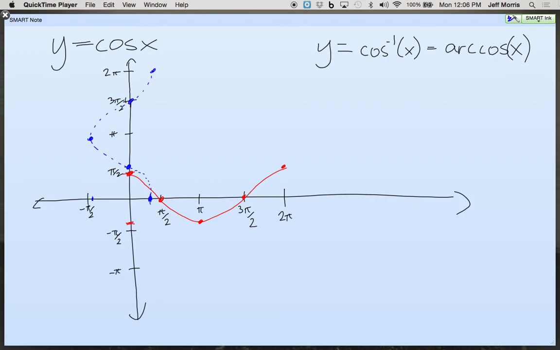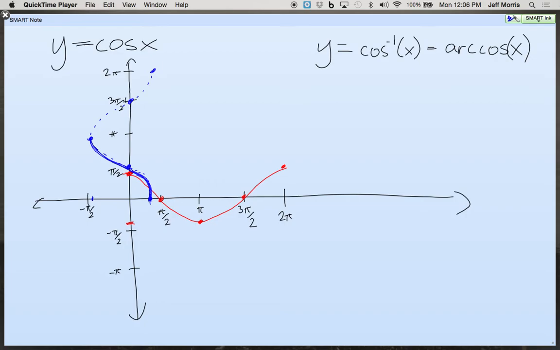Okay? How much of it do you need for it to start repeating? Pi over 1 to negative 1 pi. Look at the y values. 0 to what? Pi. 0 to pi is going to be the part of the inverse cosine graph that you'll actually look at before it fails to be a function. So this part right here, that's the only part we want to look at.